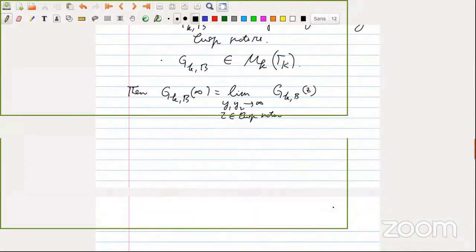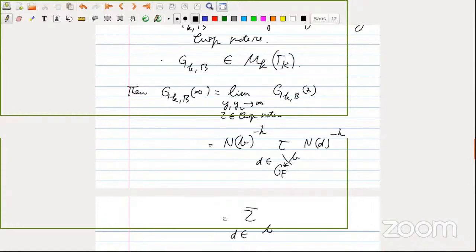Then one can use the uniform convergence, and I will get from here that this is nothing but the norm of B to the minus k times the norm of D to the minus k, and then this D belongs to B, so this will give me the summation over D inside B mod units, of the norm of D B inverse to the power of k.